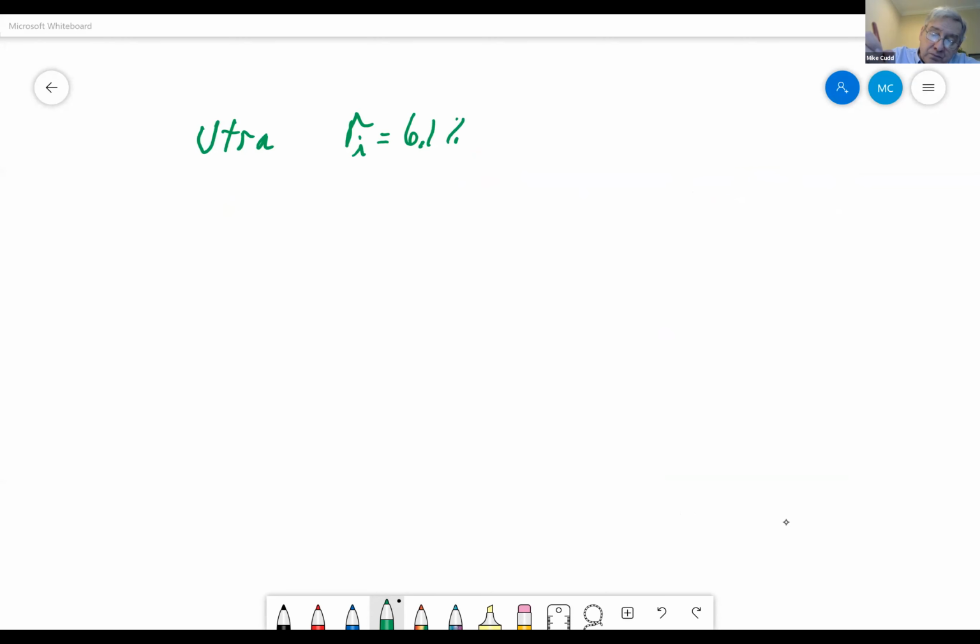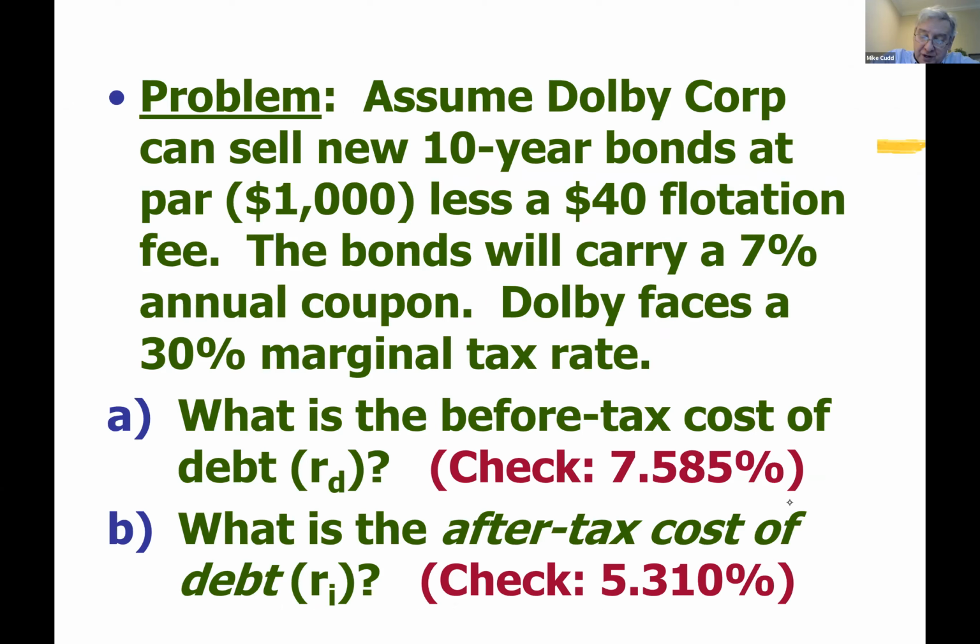Now, try this problem and see if you can get the check figures. Okay. That's what I was looking for.